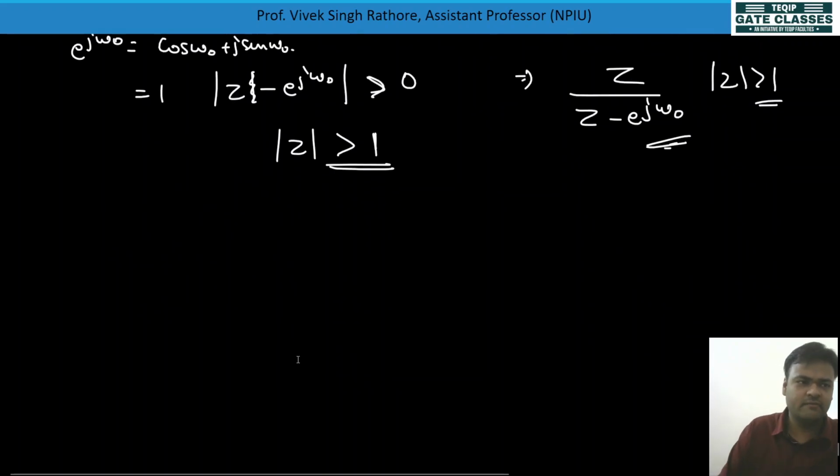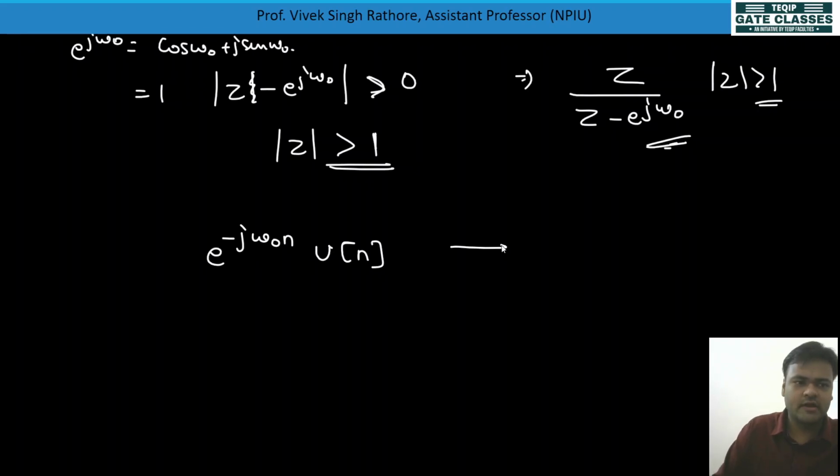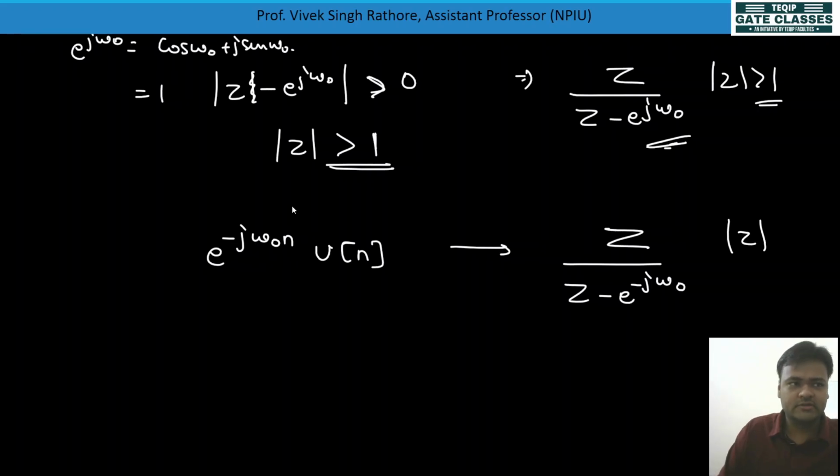Okay, now the same function, if I multiply e to the power minus j omega 0 n into u of n, what will you get? You will get definitely z by z minus e to the power minus j omega 0, with mod z greater than e to the power minus j omega 0. So whatever it may be, e to the power minus j omega 0 or e to the power j omega 0, the modulus value will be 1 only.